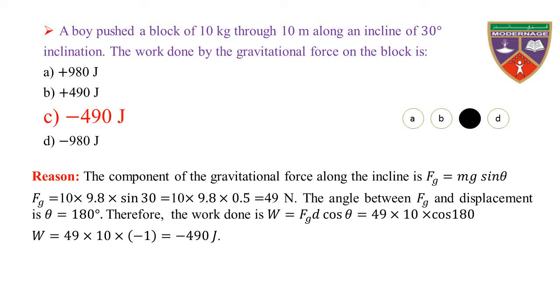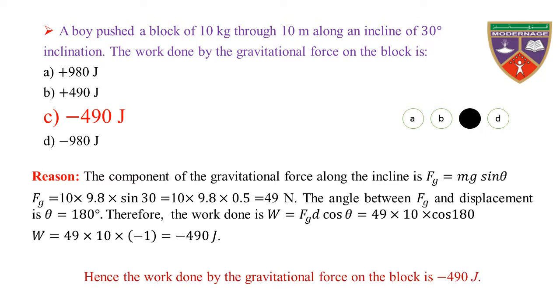Fg d cos θ, which is equal to 49 × 10 × cos 180, which is equal to 49 × 10 × (−1), because cos 180 is equal to −1, which is equal to −490 joules. Hence, the work done by the gravitational force on the block is −490 joules.